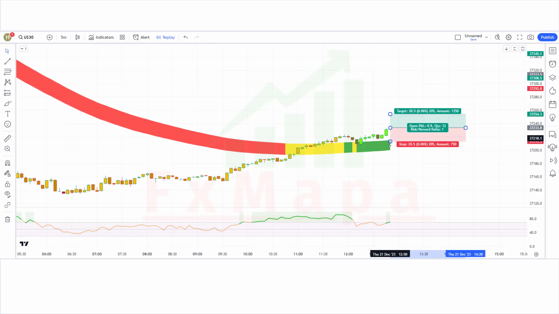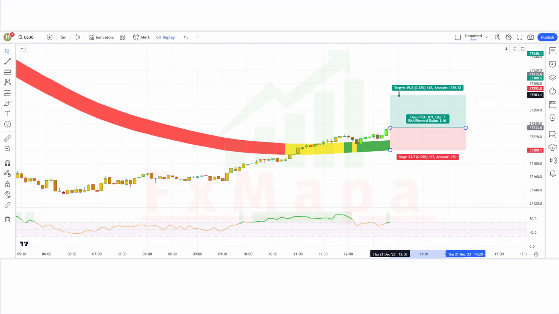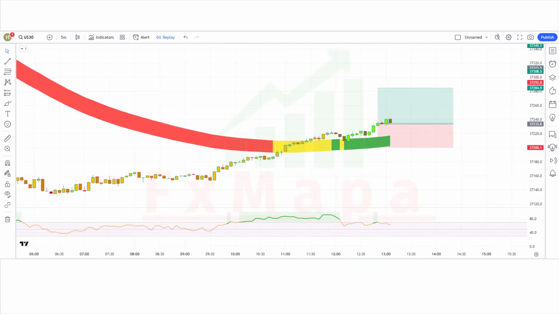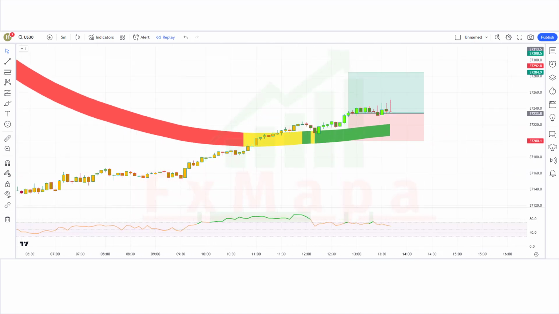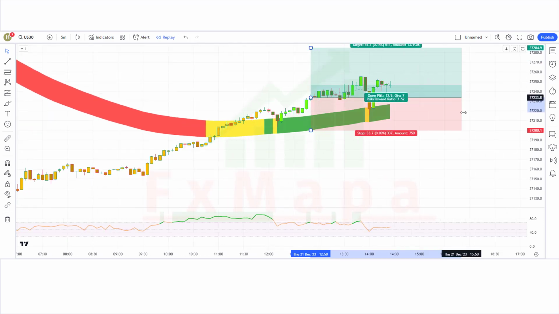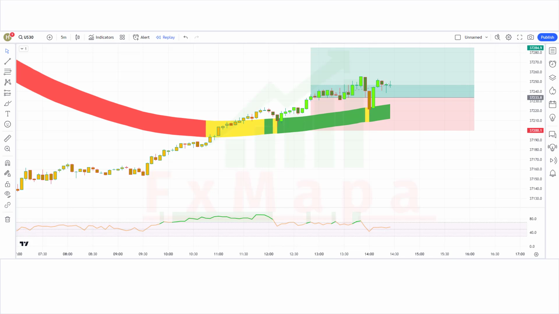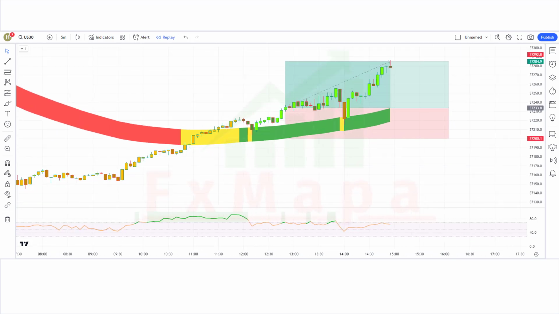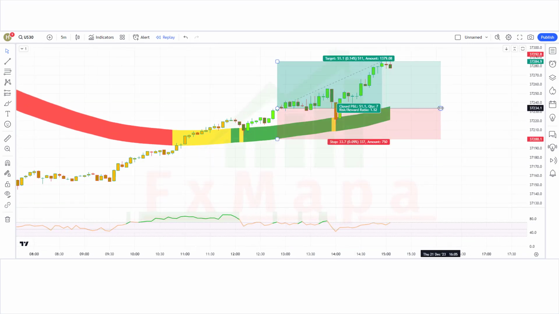Our stop loss will be placed at the Riva-Keltner indicator strips lower. And the risk to reward ratio will be 1:1.5. Let's see what happens to our trade. Our trade is running in profit. We have won the trade.